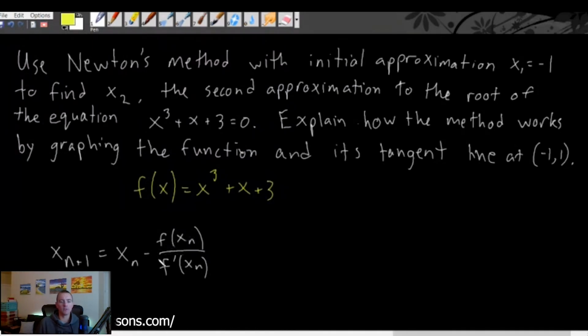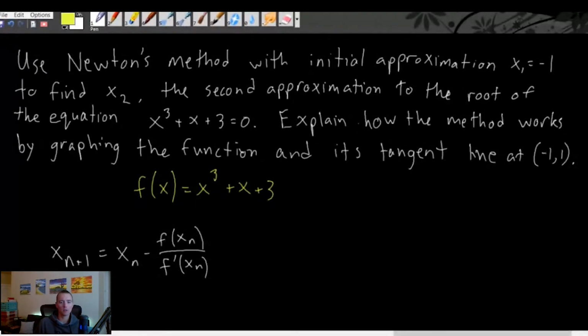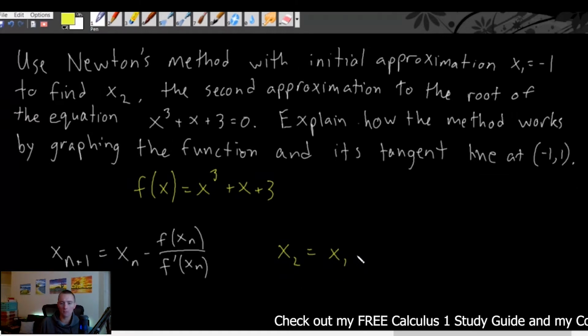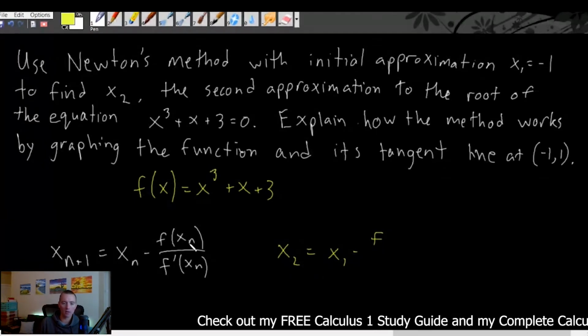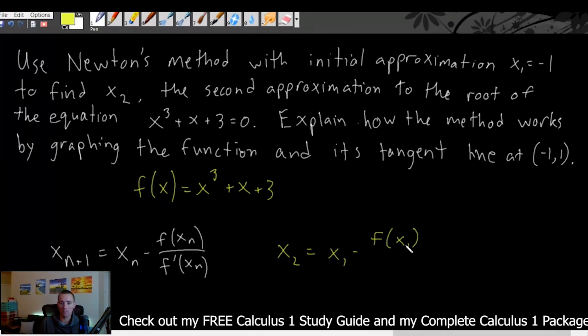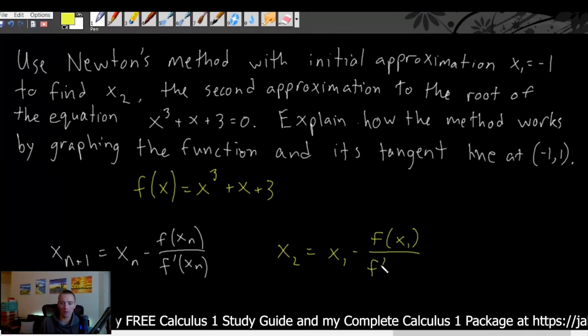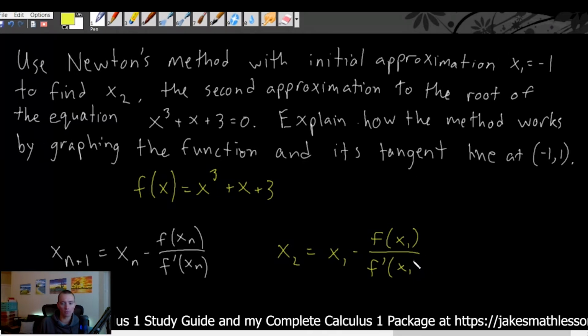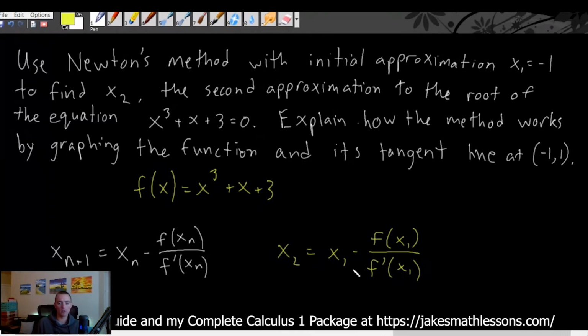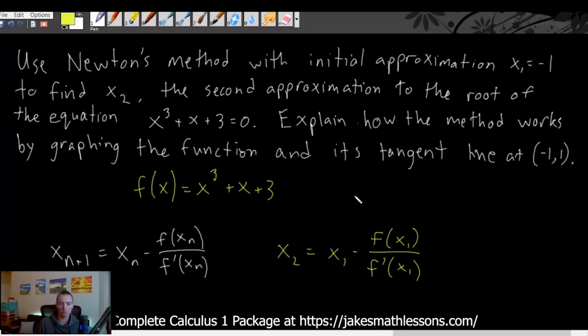So let's think about these different pieces of this equation and what they're saying. To find our x sub n+1, this problem tells us we're trying to find our second approximation, x sub 2. All we need to do is take our first estimate, minus whatever we get from plugging that first estimate into our function, over whatever we get from plugging it into the derivative of our function. We can do it using our first approximation, x sub 1 equals -1. They gave us that right here.